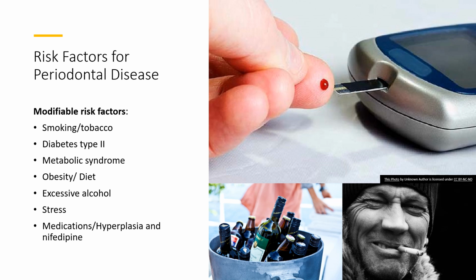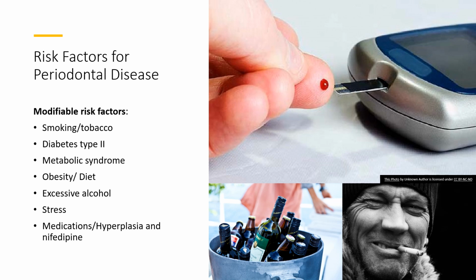Identifying risk factors can give you insight into the assessment and help you provide a great care plan that's patient-centered. Keep in mind that microorganisms do not affect everyone the same way, which means that periodontal disease severity and progression is going to be dependent on the host response. You're going to evaluate the modifiable risk factors, which include tobacco, diabetes, metabolic syndrome, obesity, diet, and excessive alcohol intake.